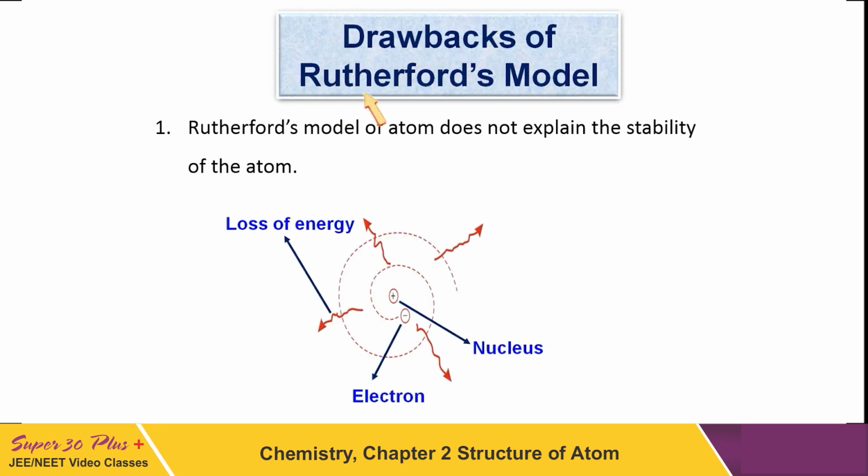There are some drawbacks of the Rutherford model, as it was not a very refined model. First of all, it does not explain the stability of the atom in terms of force. How is this atom stable? It is not at all explained by Rutherford. In a structure in which all positive charge is present in the center, and that too in an extremely small region, why is this structure stable? Because positive charges will repel each other. So why this structure is stable is not explained by Rutherford.